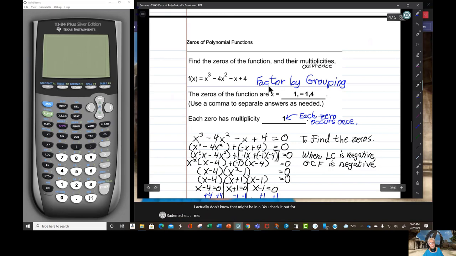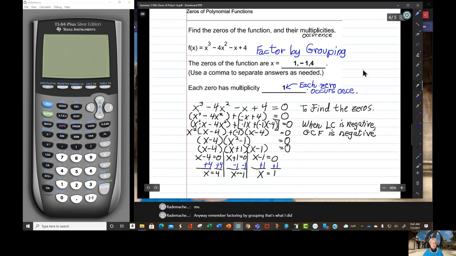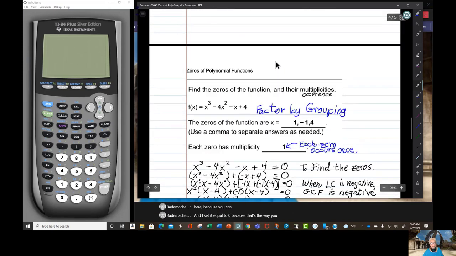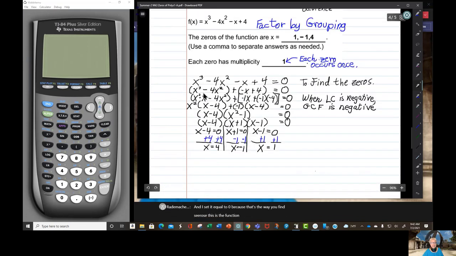Anyway, remember factoring by grouping. That's what I did here because you can. And I set it equal to zero because that's the way you find zeros. This is the function. I make it into a higher order equation and solve for x. So I group the first two terms, and I group the second two terms, and I make sure I have a plus in the middle.